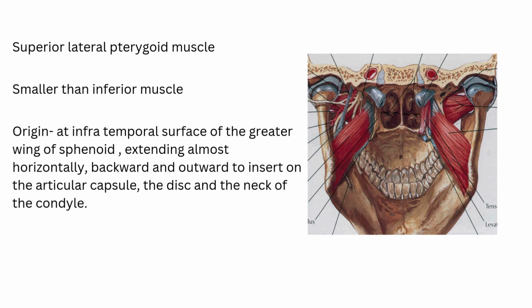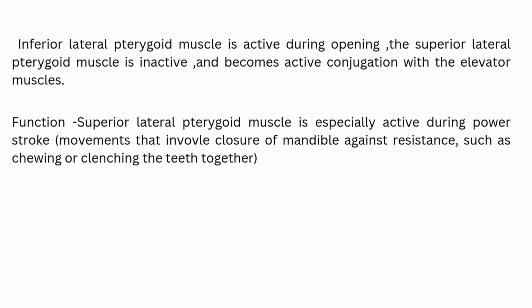Now the superior lateral pterygoid muscle is smaller when compared to the inferior lateral pterygoid muscle. The superior lateral pterygoid muscle originates at the infratemporal surface of the greater wing of the sphenoid bone, extends almost horizontally backward and outward to insert into the articular capsule, disc and the neck of the condyle.